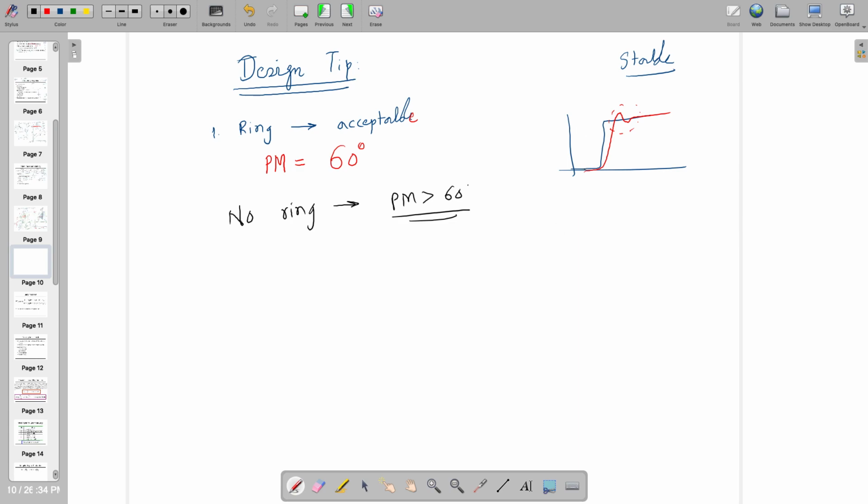And no ring means like this, right? Of course the system is sluggish, the system is running very slow, but still we are going to make such a system because it's stable. We want only a stable system, we don't want any kind of ringing. One more thing, in a first order system you are not going to see any ringing.